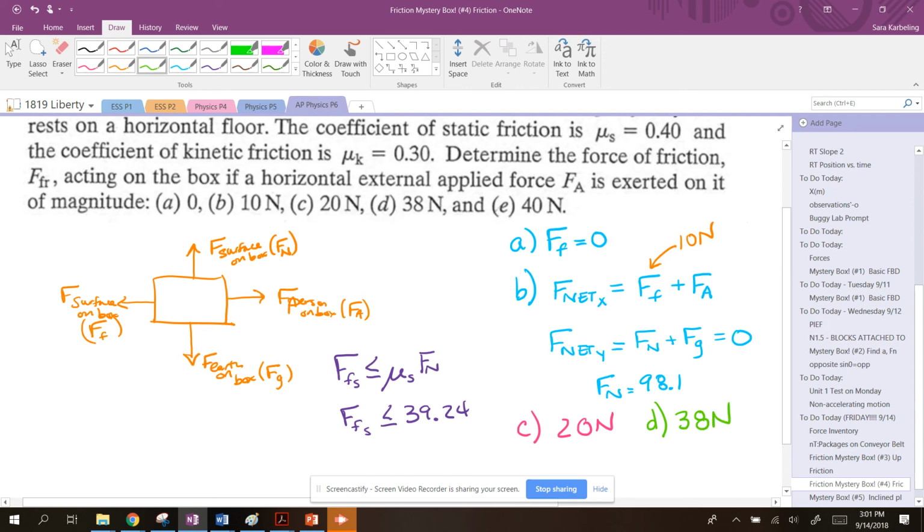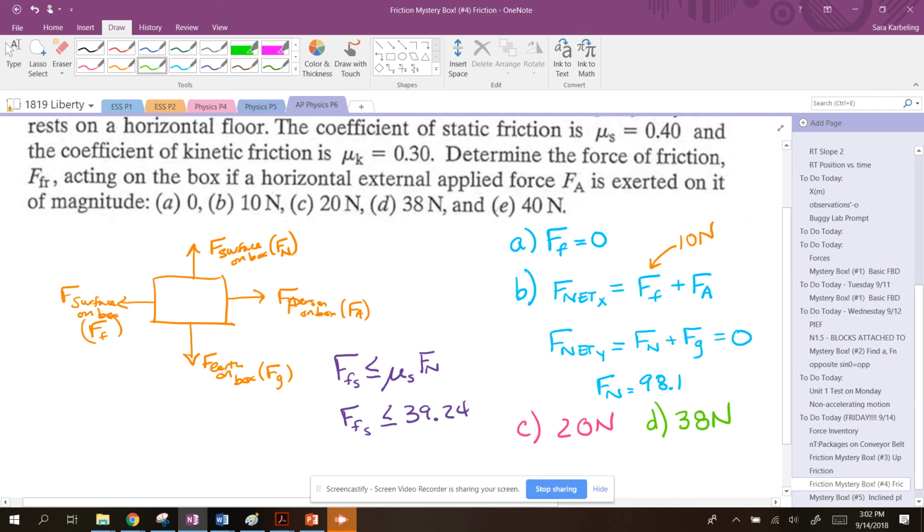Are you guys with me there? Is that making sense? Once I push with 40 newtons of force, now what have I done? I've overcome my static friction. So now I got that box to move. Is the frictional force going to be 39? No. What's it going to be? 0.3 times 98.1, whatever that is. Somebody tell me.